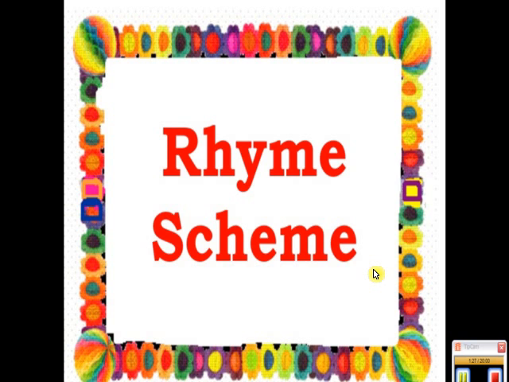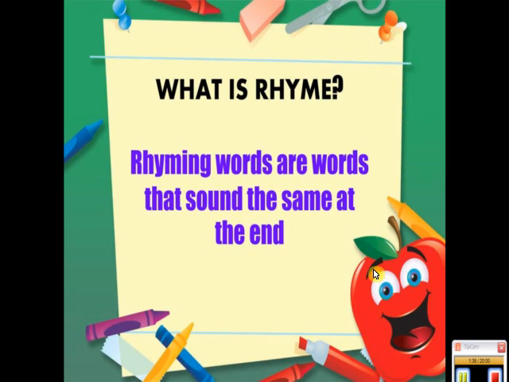For you to understand this term better, let us dissect it into the words rhyme and scheme. When we speak of rhyme, I know you know what rhyme is. Rhyming words are words that sound the same at the end. Examples are the words boy and toy. You also have grass and pass. Those are rhyming words. I am sure this is not the first time for you to hear about it, and I know that you already have an idea about that.